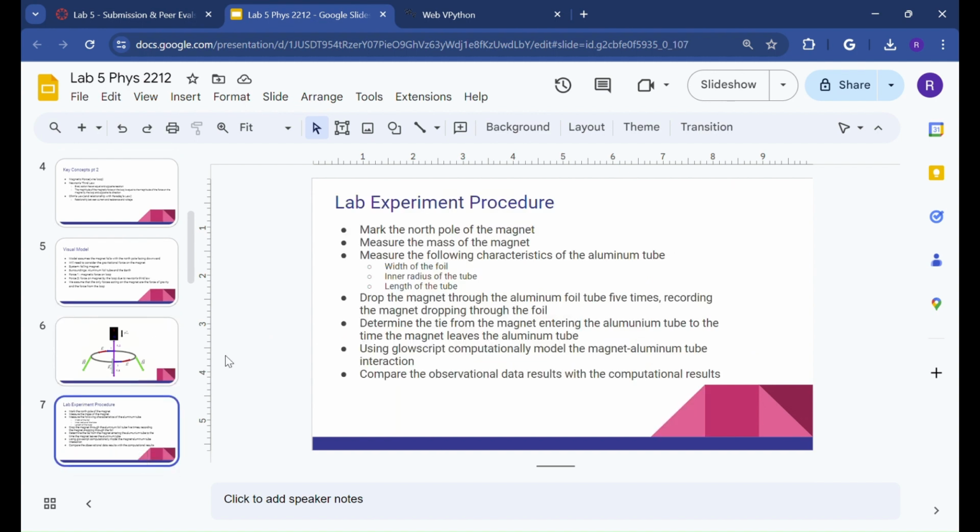Lab experiment procedure. Mark the north pole of the magnet. Measure the mass of the magnet. Measure the following characteristics of the aluminum foil tube. Drop the magnet through the aluminum foil 5 times and take the mean average for the time dropping through. Determine the time that the magnet enters the aluminum foil and when it leaves to find the time interval, and then use GlowScript to computationally model the magnet and aluminum tube interaction.